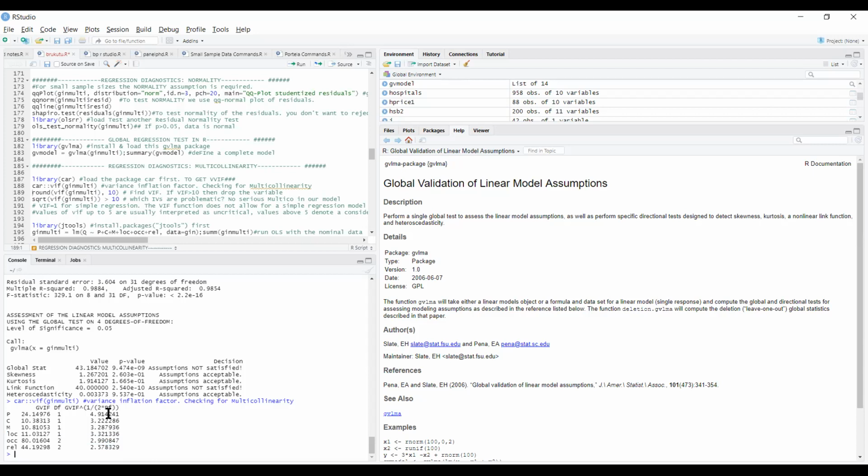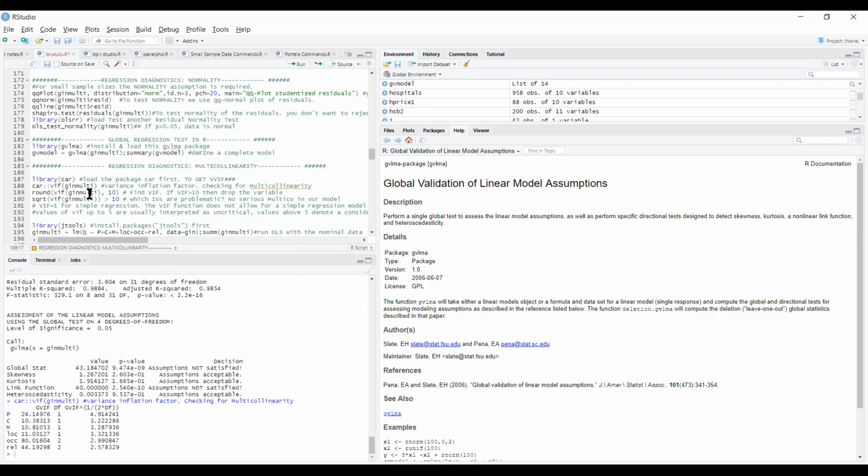So now you can say in your thesis work that we did a check of multicollinearity, the variance inflation factor, measured by GVIF to the power of 1 over 2 times the degrees of freedom, and so on, indicated that none of them was exhibiting high multicollinearity.